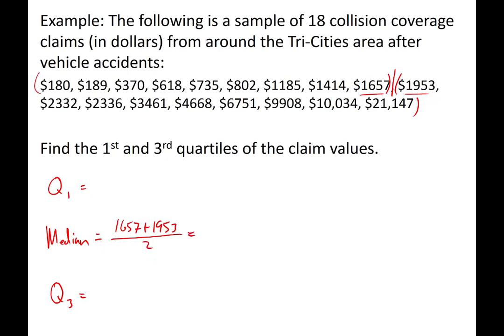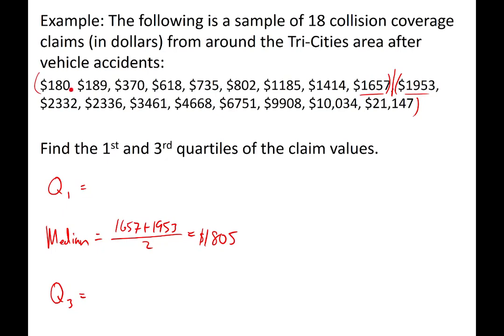I don't know what that comes out to be. 1805. Okay. So the median claim was about $1,800. Okay. Now the way you find Q1 and Q3 is you just split your data set in half, and then Q1 is the median of the lower half, Q3 is the median of the upper half.